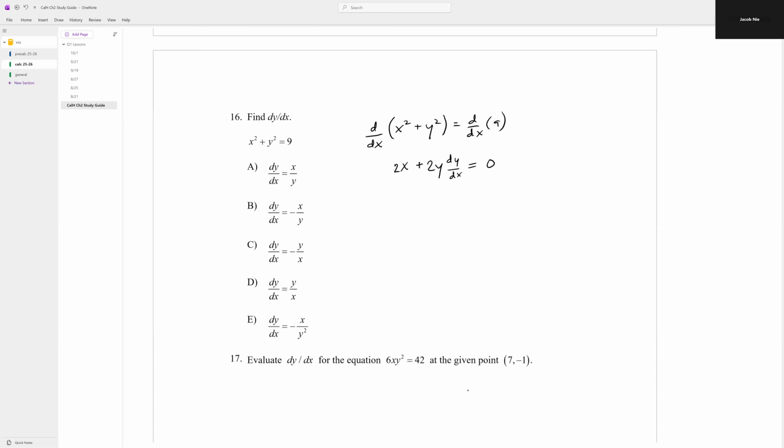And so now my goal is to find dy dx. So I have to isolate that somehow algebraically. That's 2y times dy dx equals negative 2x. And so now I just divide both sides by 2y. I'm left with dy dx equals negative x over y.